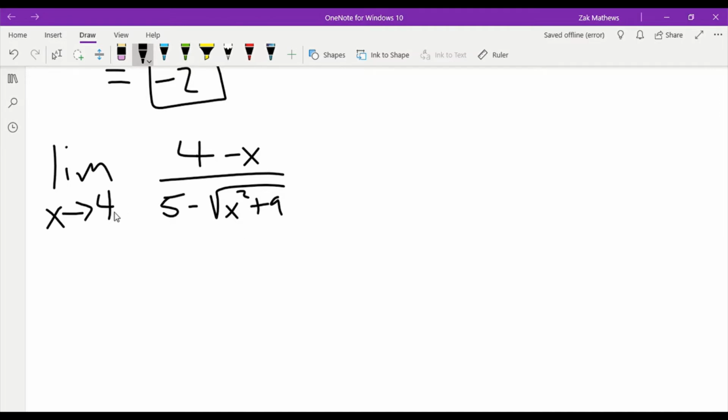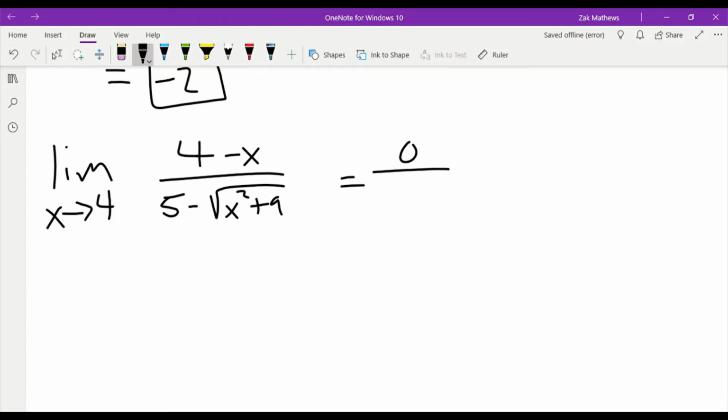My first instinct is just to plug in, right? That should always be our first instinct. So we plug into the top, we get 4 minus 4, which is 0. Well, 0 is perfectly fine in the numerator. 0 over anything other than 0 just means we have a limit of 0. That'd be really nice. We'd be done already. But let's see what happens in the denominator.